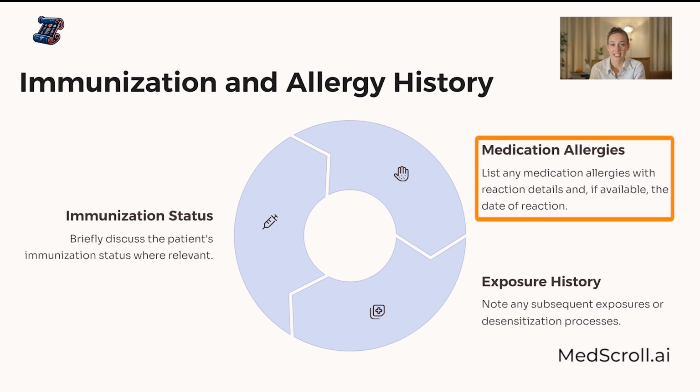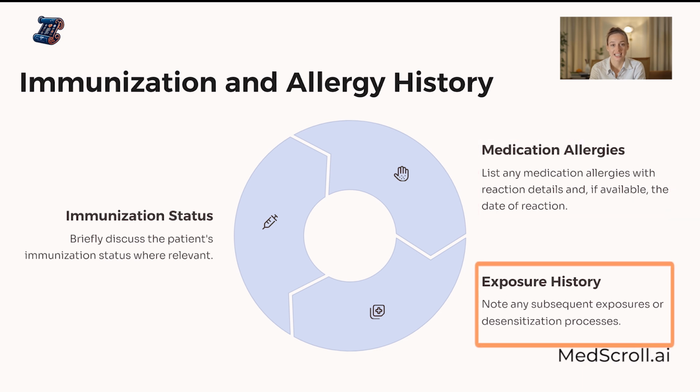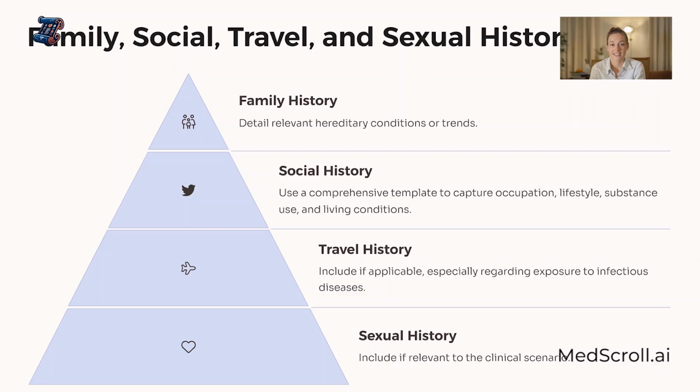Here, list any medication allergies, providing details about the reaction and, if possible, the date it occurred. If the patient has had subsequent exposures or has undergone desensitization, note these details as well. After addressing allergies, you move on to family history. Detail any family history that is pertinent to the patient's medical issues, noting any hereditary conditions or prevalent trends in health issues within the family.